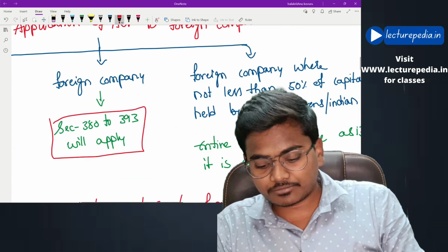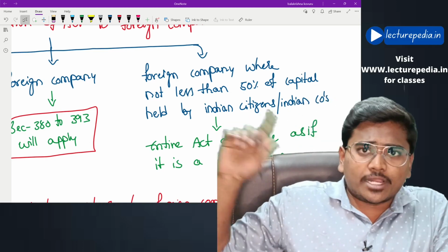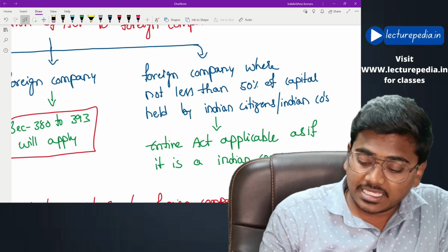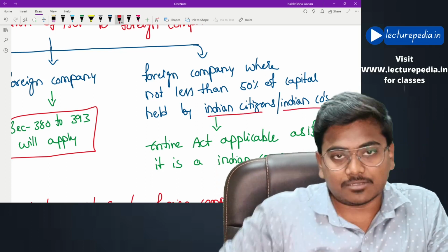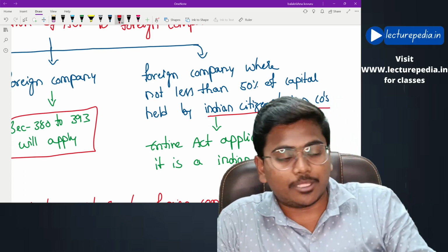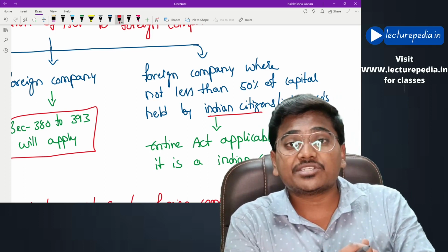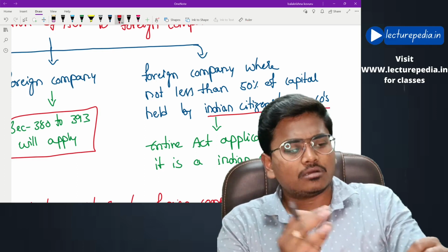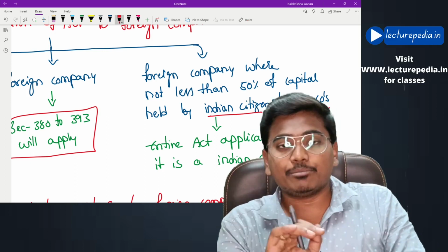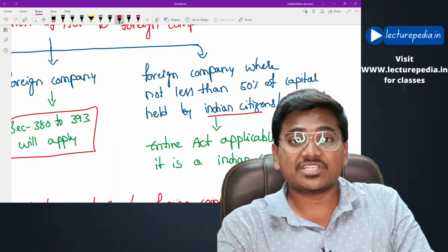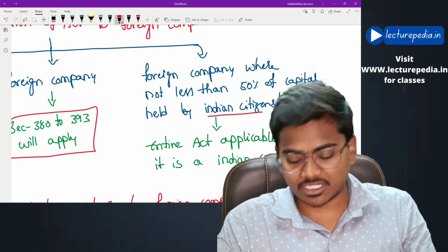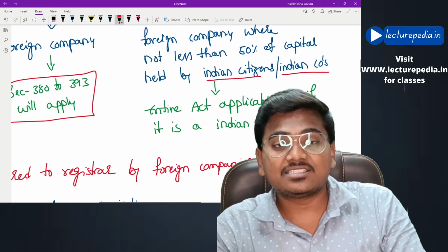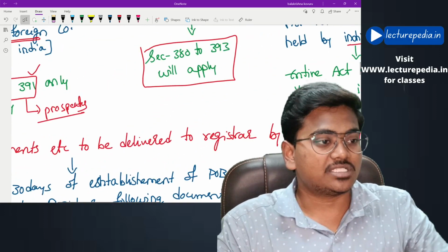Hope this is clear. The last type of company is a foreign company where not less than 50% of equity capital is held by Indian citizens or Indian companies. In this foreign company, not less than 50% of share capital is held by Indian citizens or Indian companies. In that case, such a company would be treated as an Indian company, and all the provisions of the Companies Act will be applicable to that company. Hope that is clear. Because not less than 50% of shares of such company are being held by Indian citizens or the Indian companies.